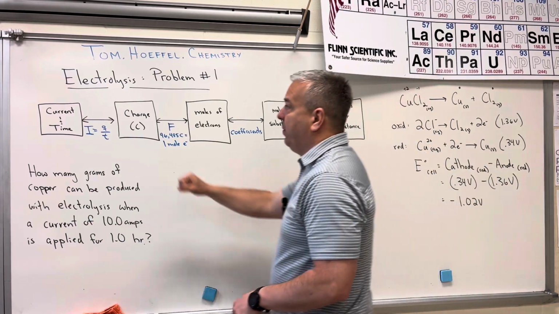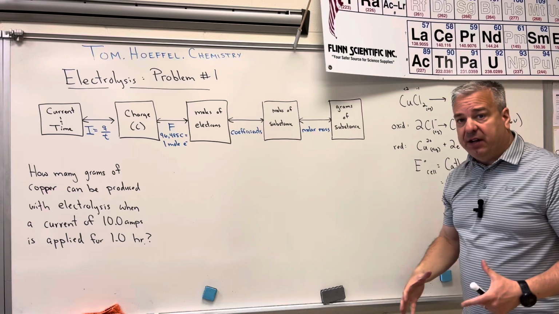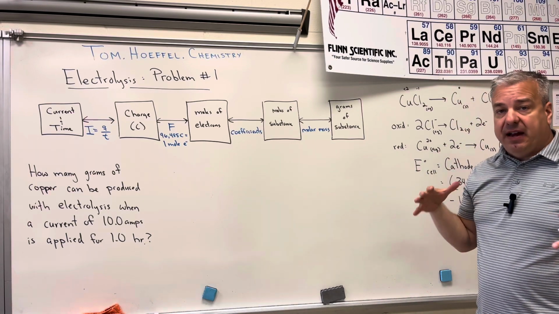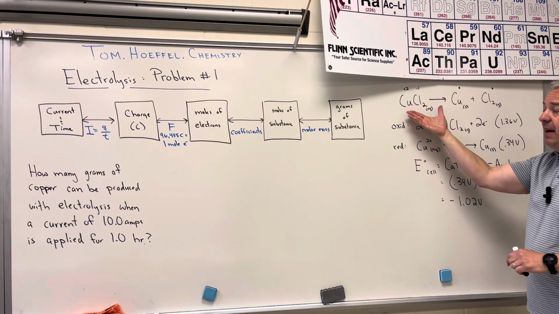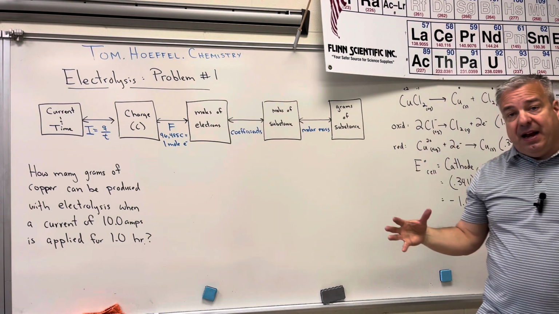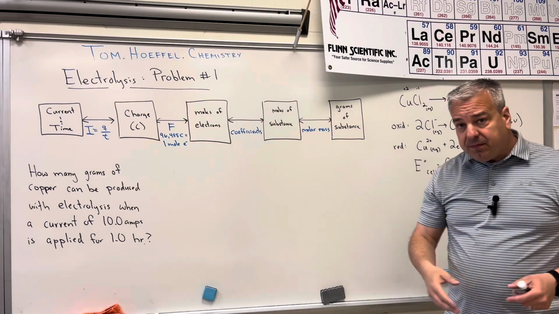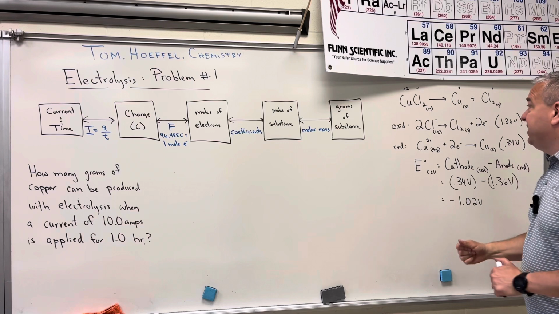In this video, we're going to do an electrolysis problem. For an electrolysis problem to occur, we have to have a chemical reaction that does not like to occur. The example that we have here is copper chloride. This is the same chemical reaction that we did in the demonstration in the previous video, so if you haven't checked that out, that'd probably be a good thing to check out.